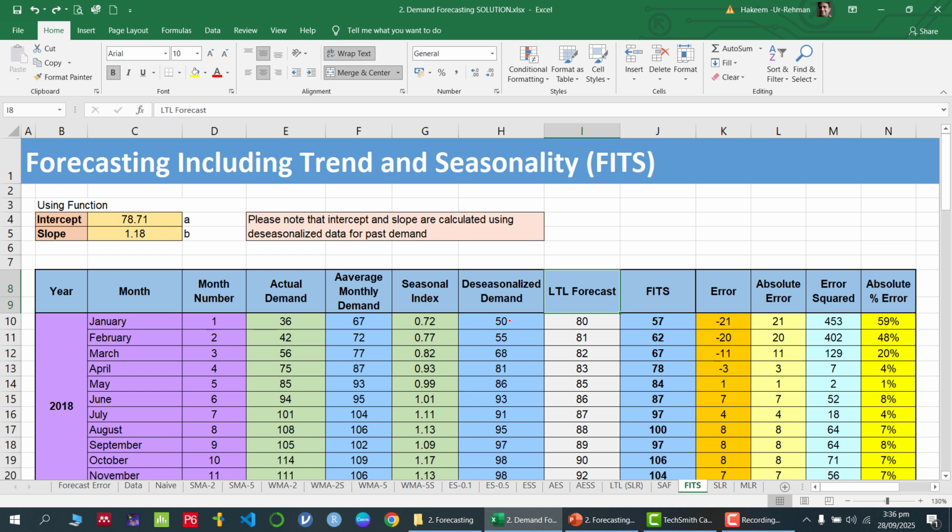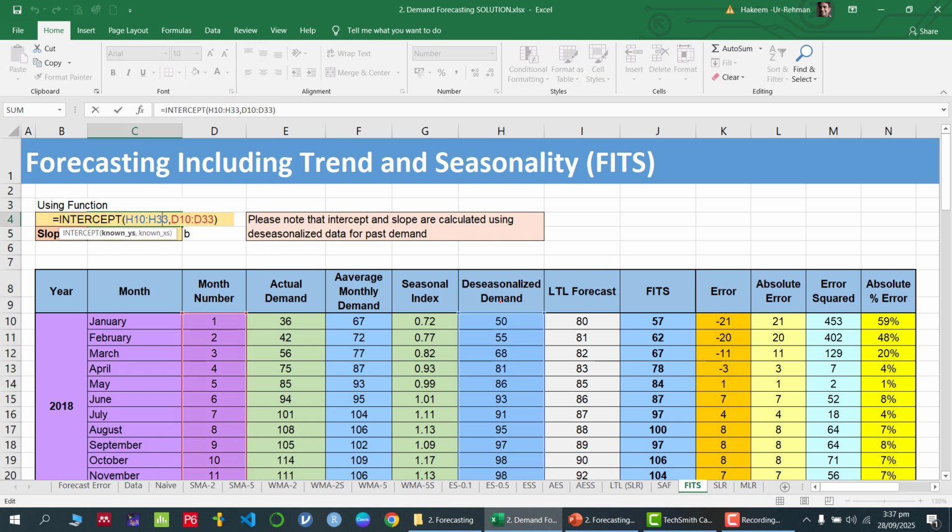So how can we do that? First of all, we need to calculate the intercept as well as the slope. Remember that we are going to calculate this intercept with the help of the deseasonalized demand, not the actual demand, and the months. So we calculate the intercept and the slope using the deseasonalized demand and the months.